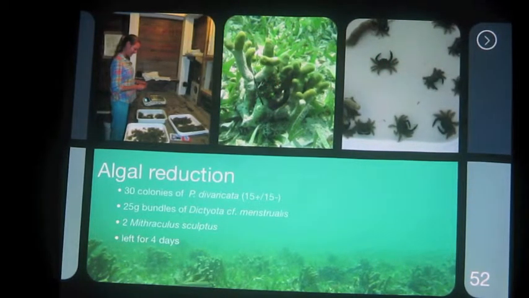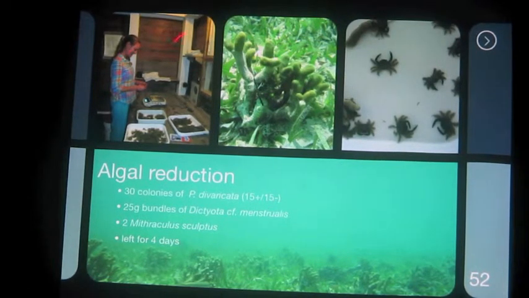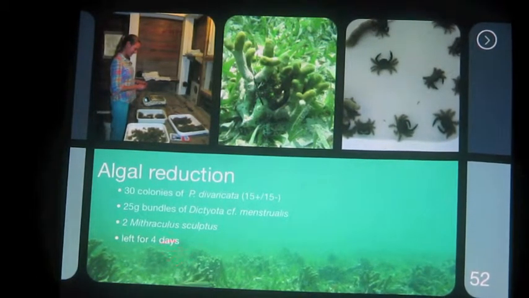So you can imagine this is a lot of fun to arrange. You had to weigh wet algae, you had to catch all these crabs, you had to put everything together. She was a really good sport. Thank you, Michelle. And then we left them for 4 days.